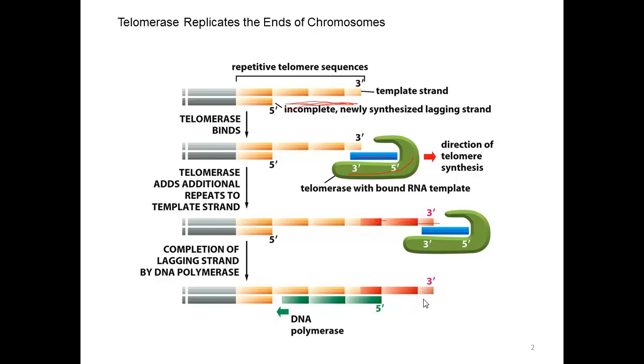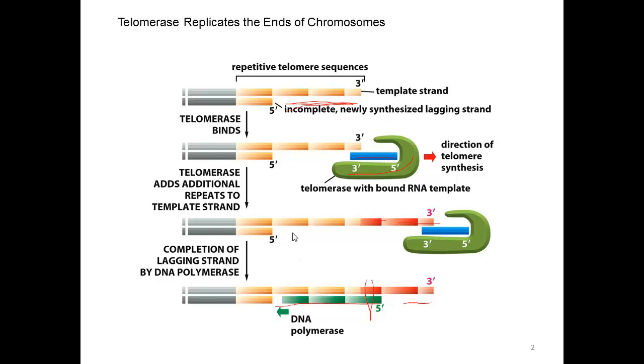Now, other strand, now you can put in an RNA primer and fill this end in with the Okazaki fragment, getting it to at least the distance required for the original chromosome end.